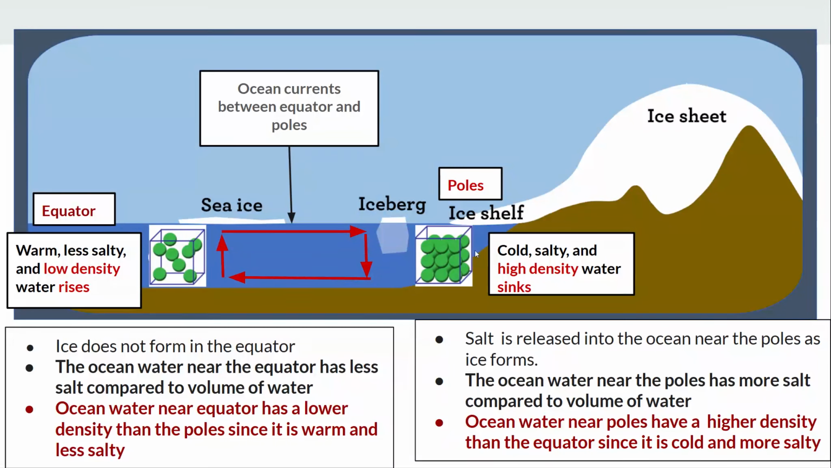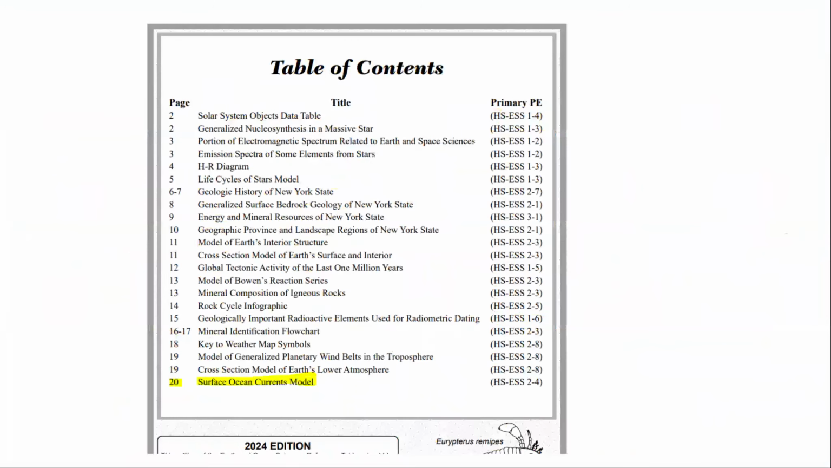We need those higher density and lower density areas for the rising and sinking and the circulation of the ocean currents. If we don't have a higher density area, and the densities of the water near the equator and the water near the poles are the same or about the same, then the circulation will be disrupted.